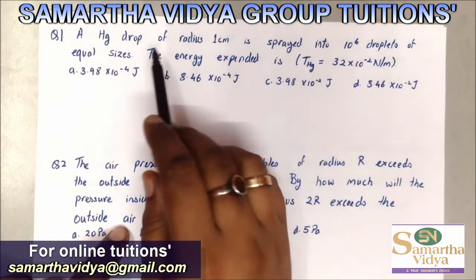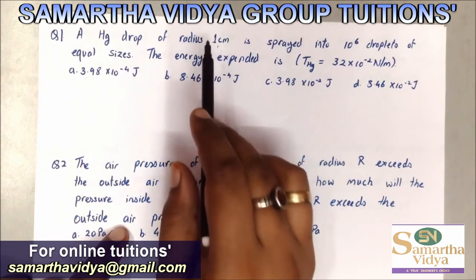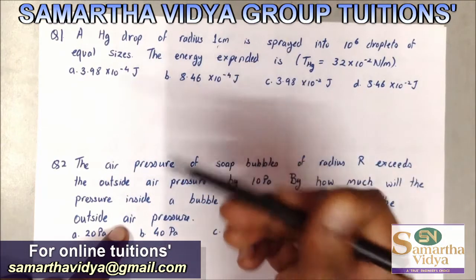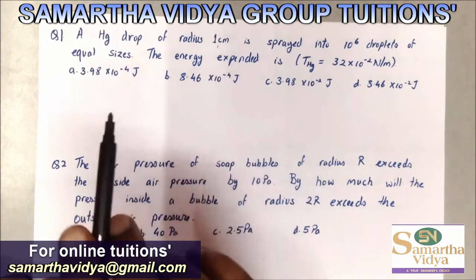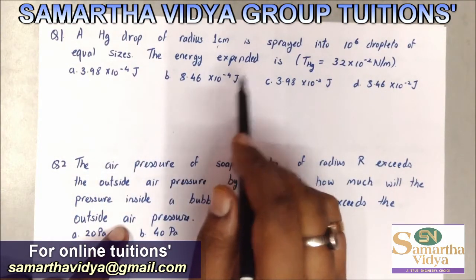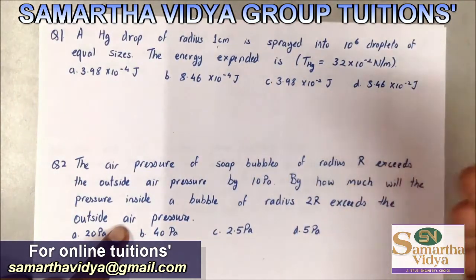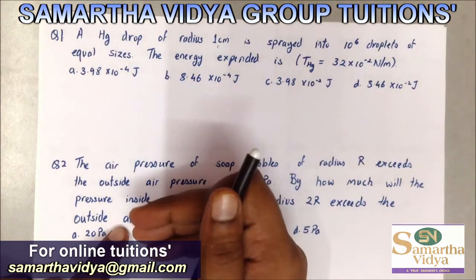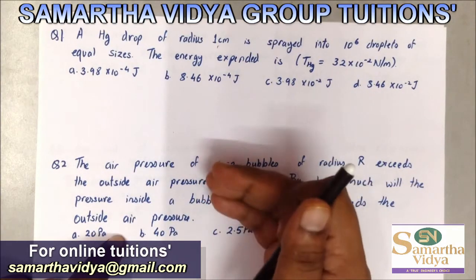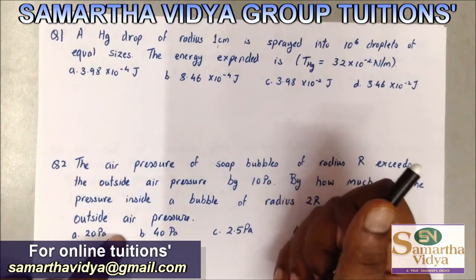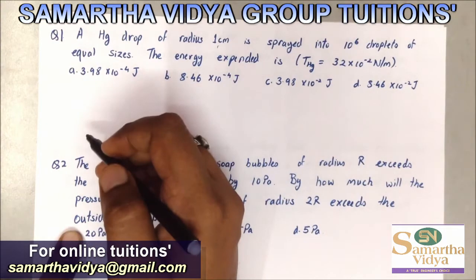So first of all, we had the original drop of 1 centimeter. So we know the surface area of the sphere, so we can assume that the drop is spherical in shape. So the surface area of the drop is nothing but 4 pi r square. Now we are making 10 raised to 6 drops, so we need to find what is the new radius of the drops which are being made. For that we have to understand that the volume of the drop is going to be the same after it is split up into 10 raised to 6 droplets. So that means the original volume will be equal to the final volume.